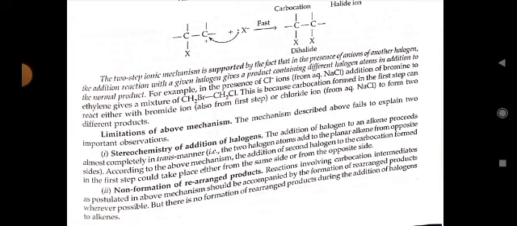For example, in the presence of chloride ion from aqueous NaCl, addition of bromine to ethylene gives a mixture of CH2Br-CH2Br and CH2Br-CH2Cl. This is because the carbocation formed in the first step can react either with the bromide ion, also from the first step, or chloride ions from aqueous NaCl to form two different products.